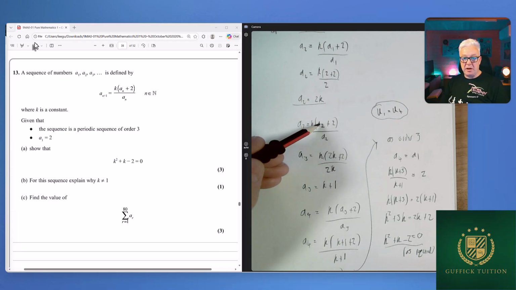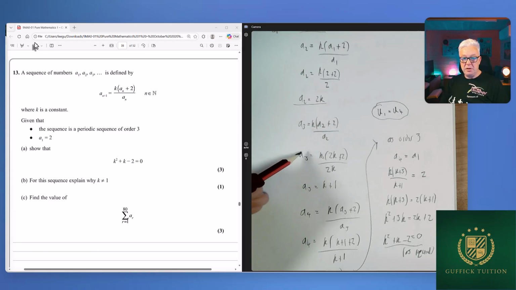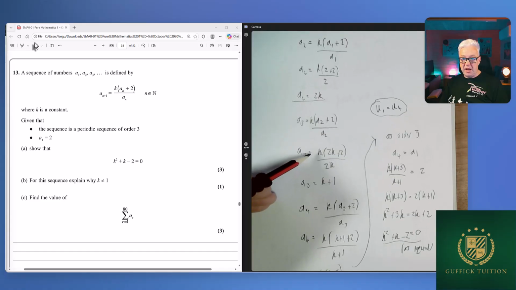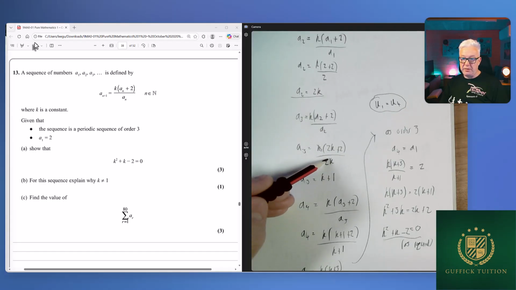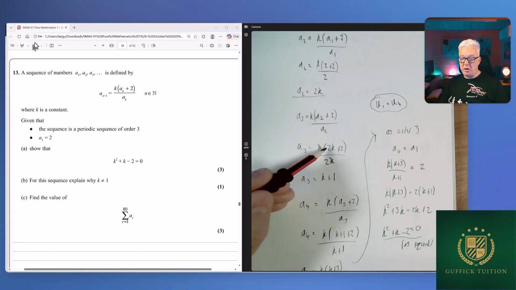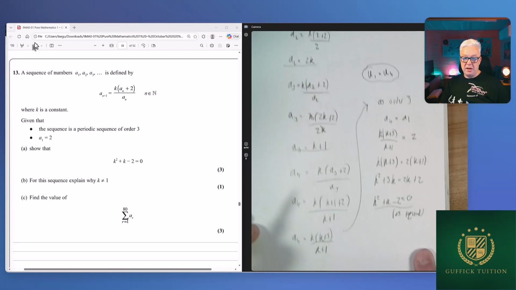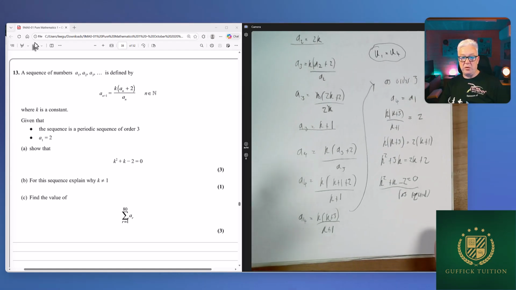Now let's do a3. a3 is going to be k times (a2 add 2) over a2. So it's going to be k times (2k add 2) over 2k. And we can cancel the k out there and there. We can divide by a common factor of 2. So a3 is k add 1. Here we go.